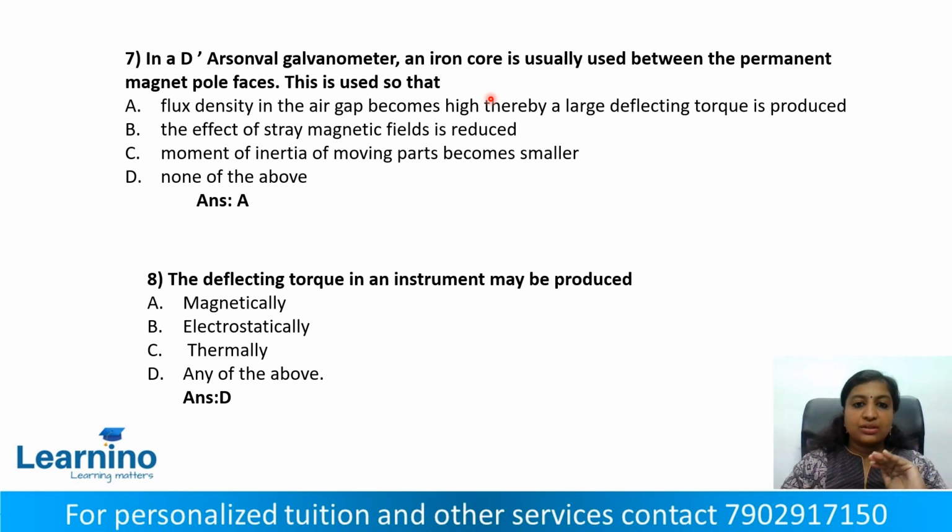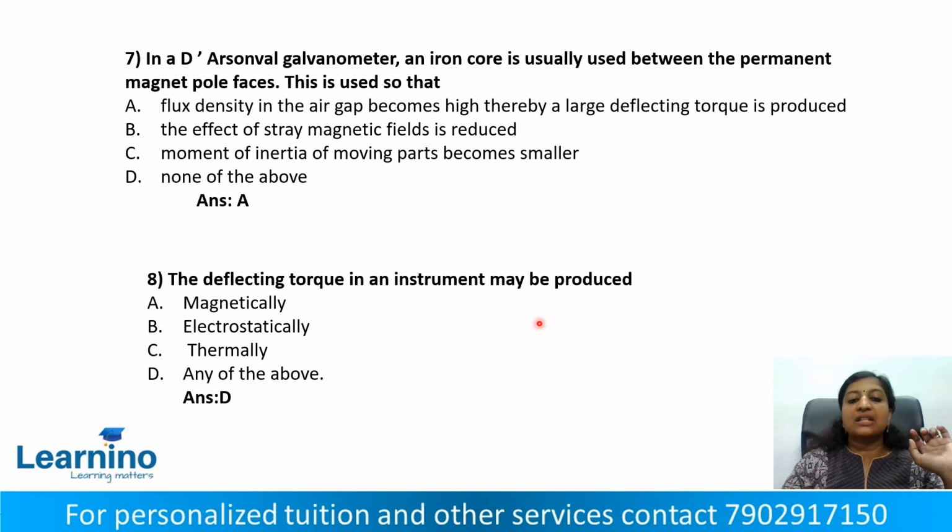Question number 7. In a D'Arsonval galvanometer, an iron core is usually used between the permanent magnet pole faces, and this is used so that option A, flux density in the air gap becomes high, thereby a large deflecting torque is produced. The effect of stray magnetic field is reduced, moment of inertia of moving part becomes smaller, and none of the above. So the flux density in the air gap becomes high, and thereby a large deflecting torque is produced. Okay, option A is the correct answer.